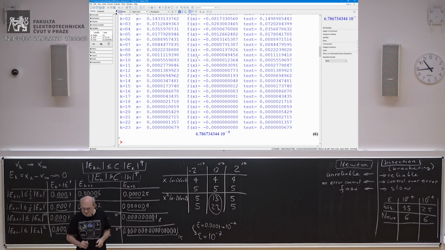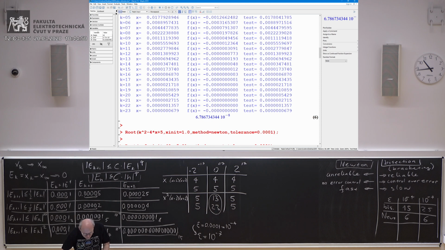Let me show you one example. Here we go. We have a quadratic polynomial here, and we ask the Newton method for the root. The usual tolerance, 10 to negative 4. Here we go.